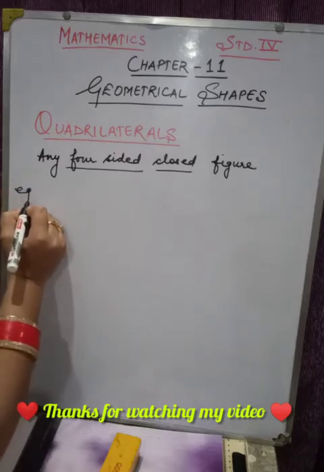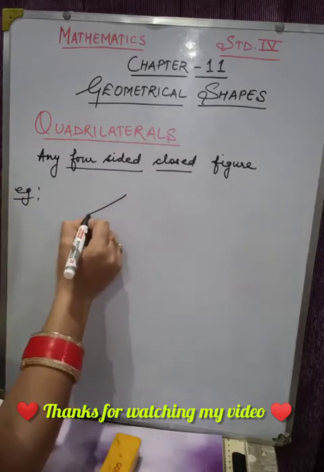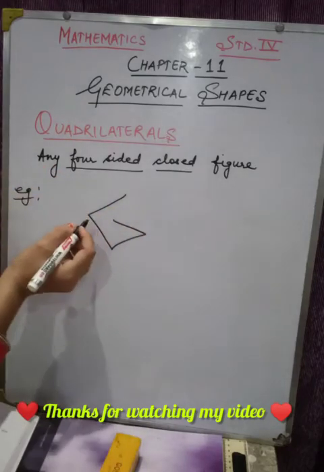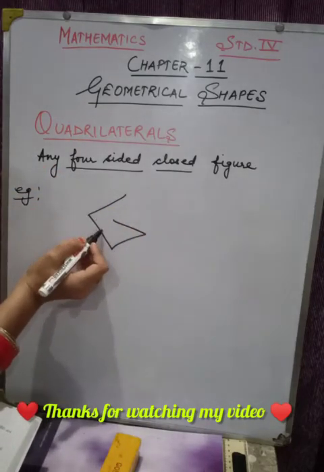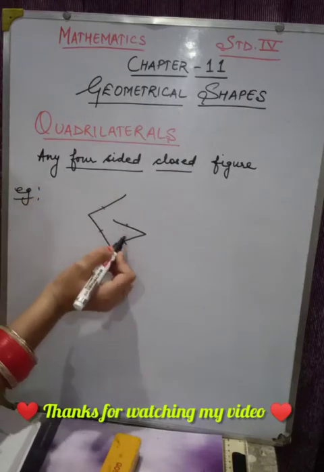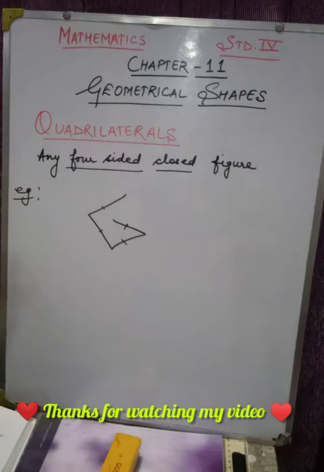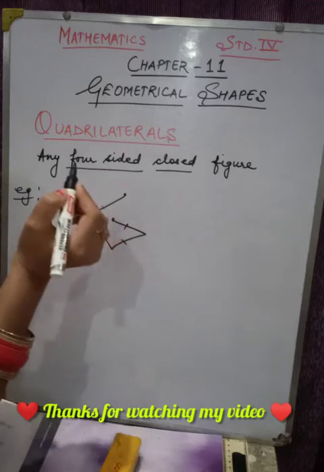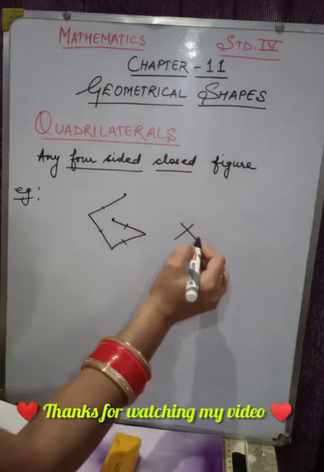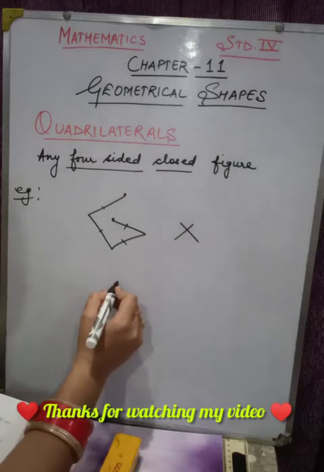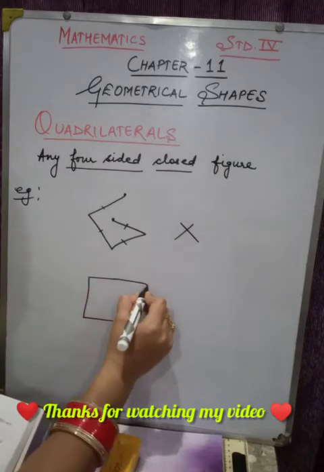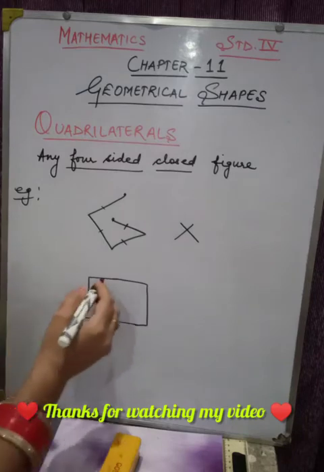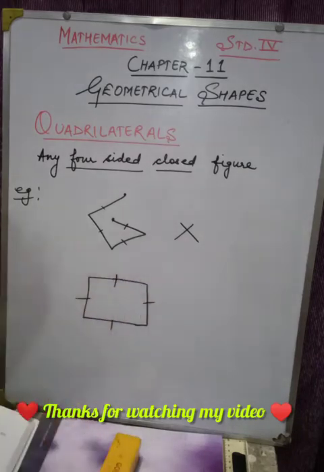Let's take one example. Say we have this figure, 1, 2, 3 and 4. There are four sides in the figure, but it is not closed. You can see here it is not joining with this end. It is an open figure. So this is not called a quadrilateral. Another figure: this is a four-sided figure. It is closed, and a closed four-sided figure is known as a quadrilateral.